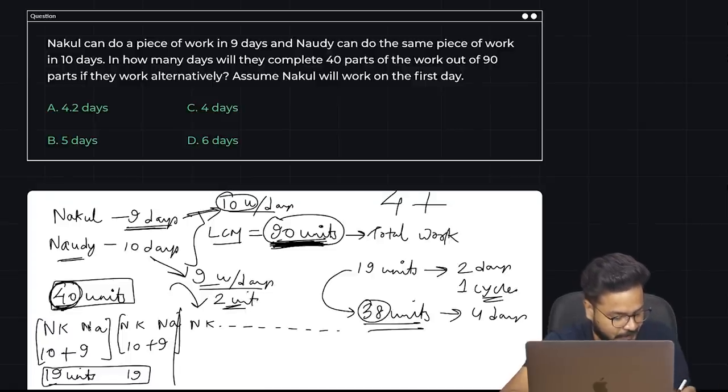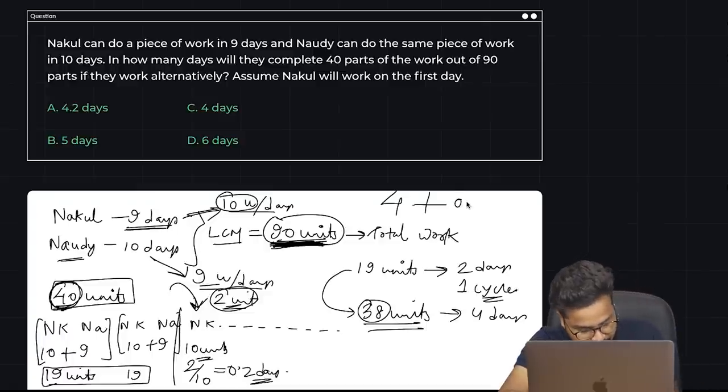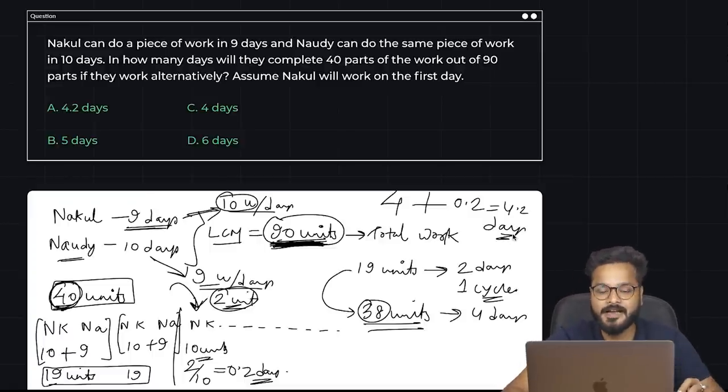Now, according to the cycle, they are working alternately. So Nakul, Noddy, Nakul, Noddy. So Nakul would come and work. Nakul can complete 10 units in a day, but he only has to complete 2 units. So how much of the day will he take? 2 by 10, that is 0.2 day. So what is the total number of days required? 4.2 days. Right? I hope you got that, guys. If you still have doubts, you can definitely reach out to us in the comments section.